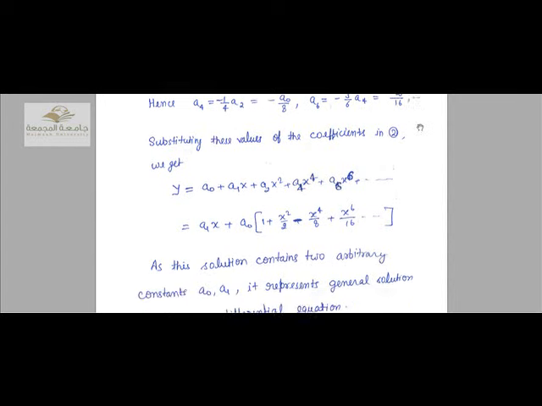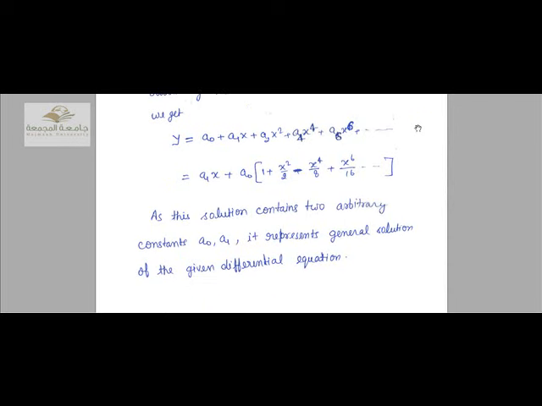y is equal to a0 plus a1x plus a2x square plus a4x to the power 4 plus a6x to the power 6 plus and so on, is equal to a1x plus a0 times the bracket 1 plus x square by 2 minus x to the power 4 by 8 plus x to the power 6 by 16 and so on. As this solution contains two arbitrary constants a0, a1, it represents the general solution of the given differential equation.